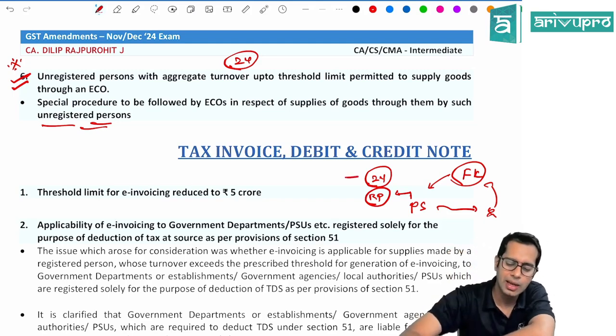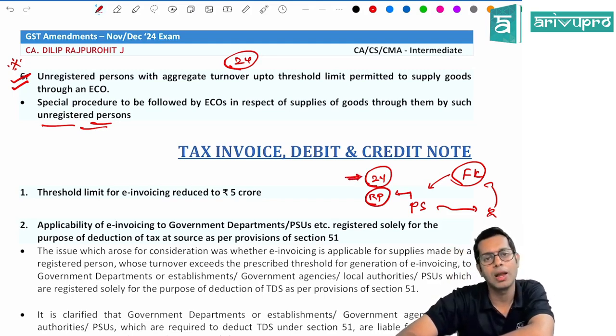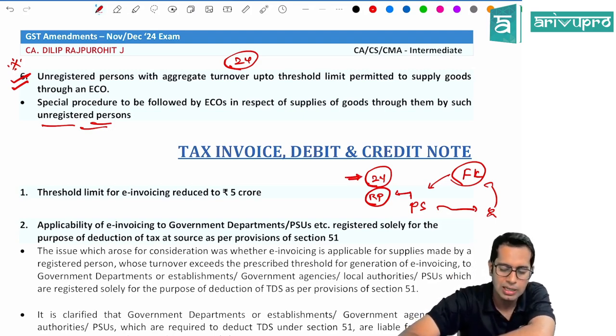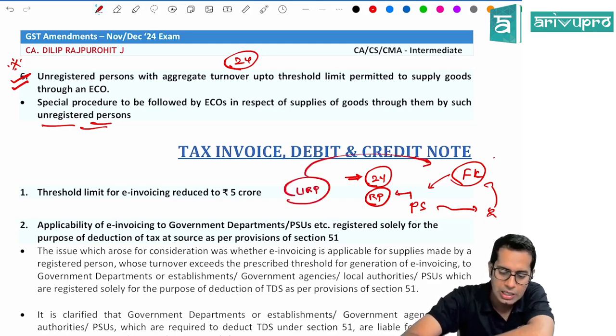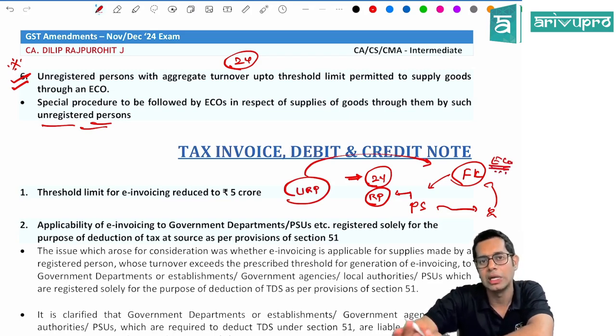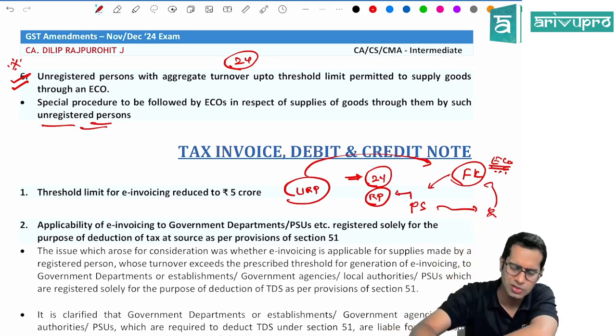Now that compulsory requirement of taking registration has been removed. What are they telling? Even if you are an unregistered person supplying through an e-commerce operator, you can supply through an e-commerce operator without taking registration. But there are some procedures which you have to follow.